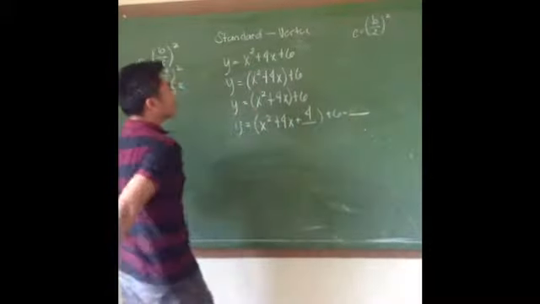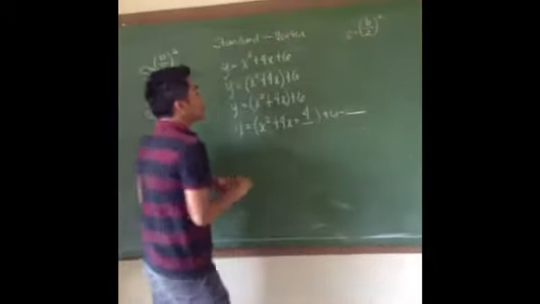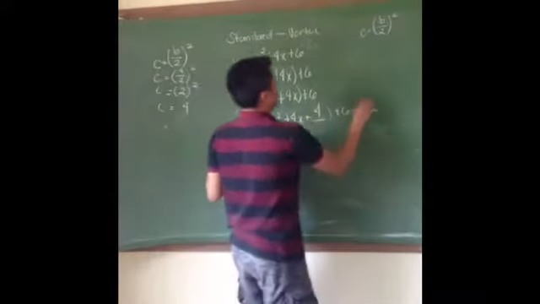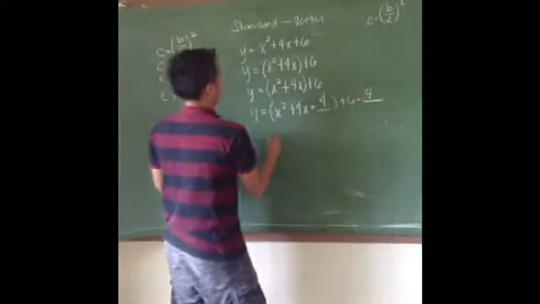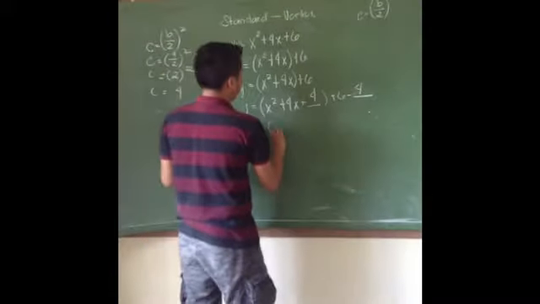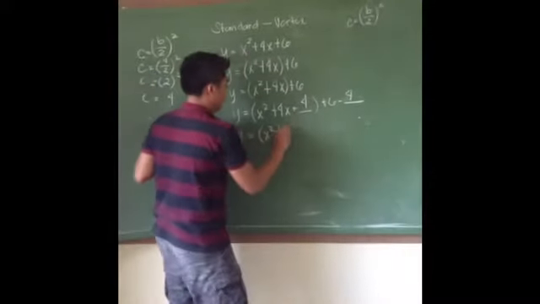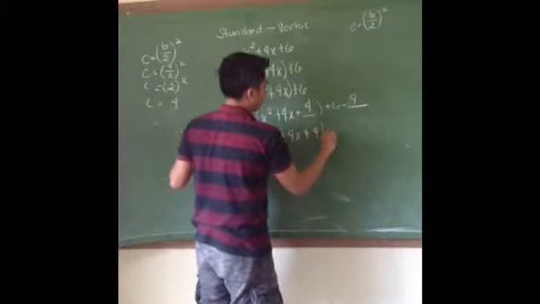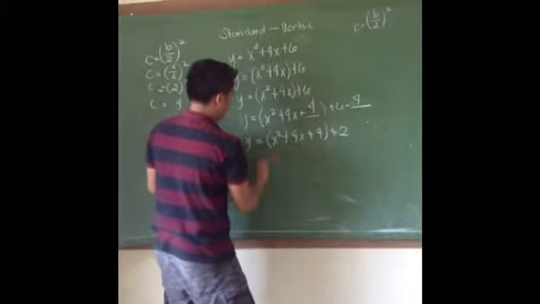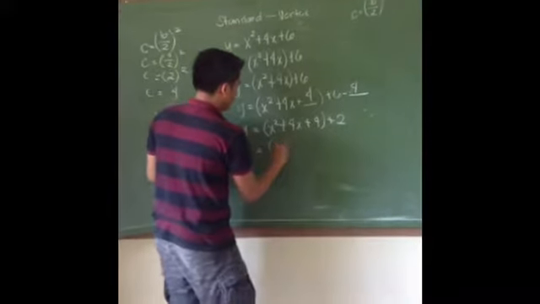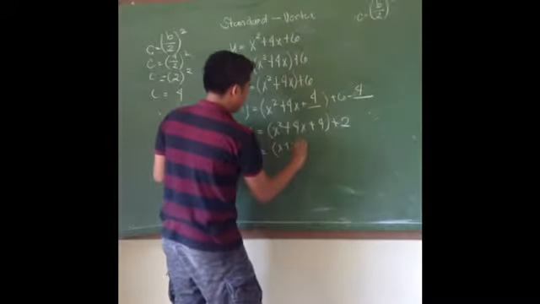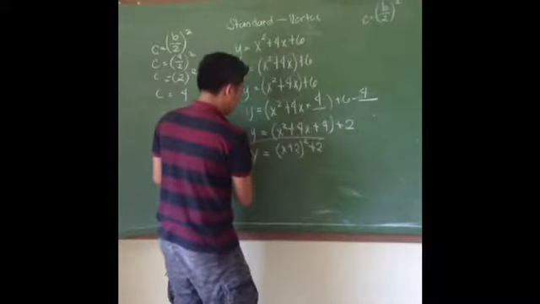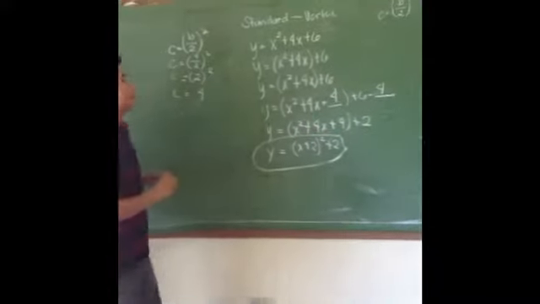In getting the other constant, we must multiply the c into our a, then get its opposite sign. Then we have here our negative 4. Then simplify the equation, and this is our vertex form.